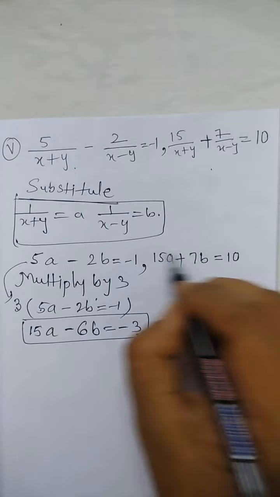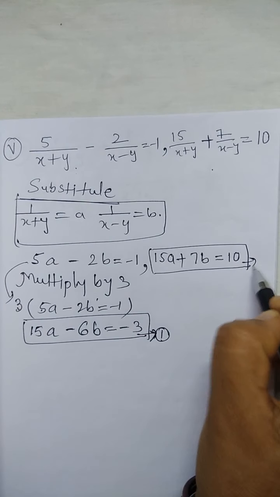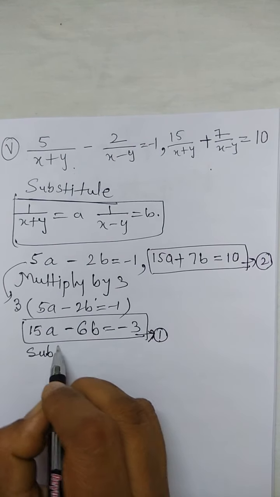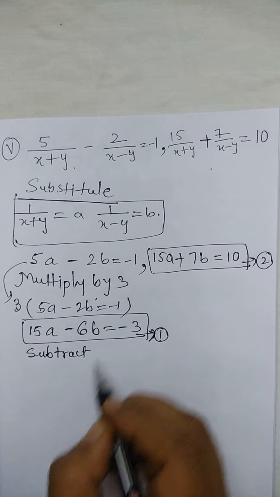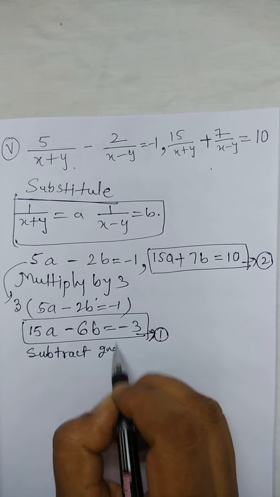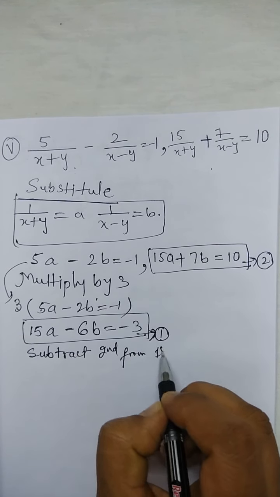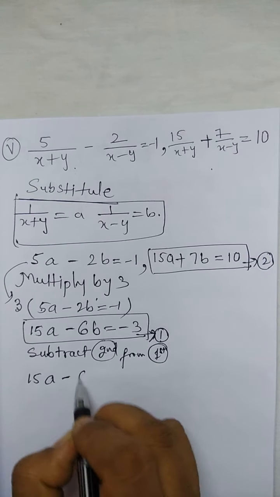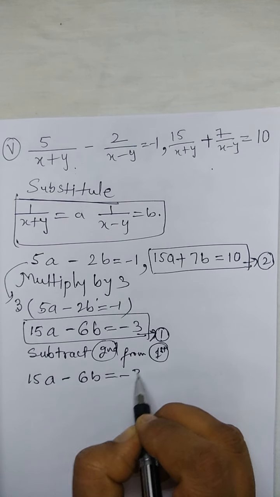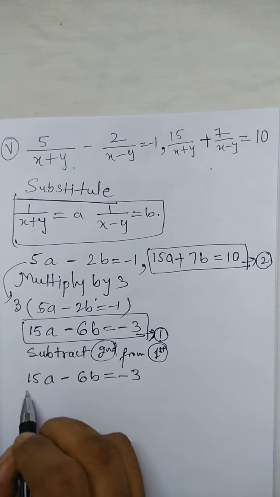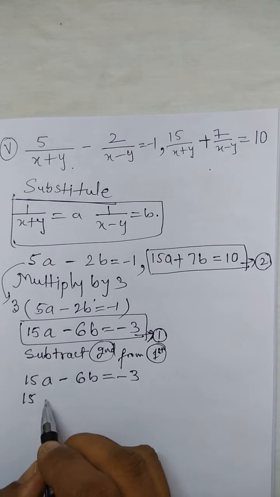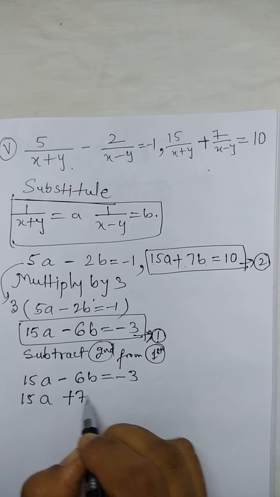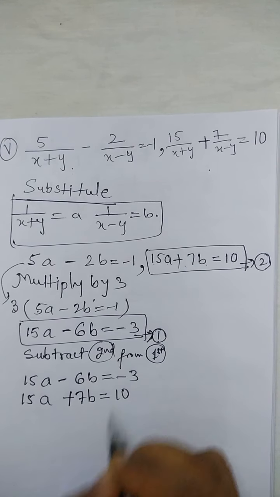Then this is the second. Okay, subtract second from first. So 15a minus 6b equals minus 3. Now subtract this one. 15a minus, no, it is 15a plus 7b equals 10.